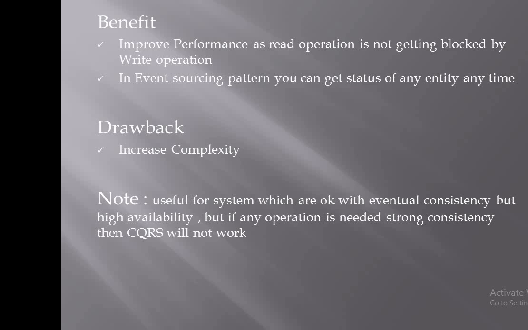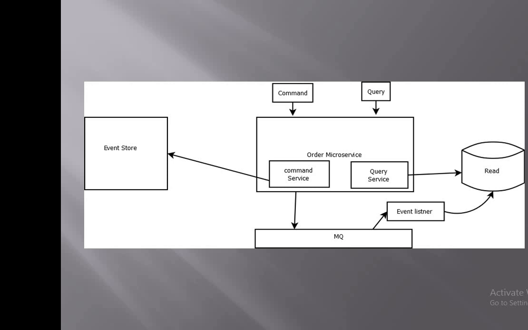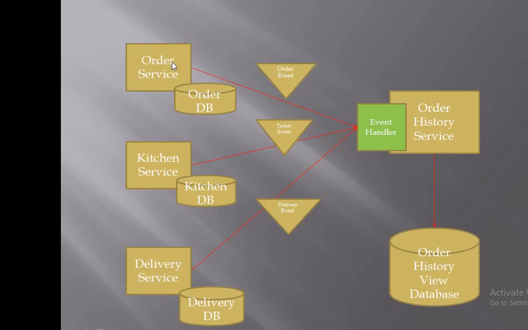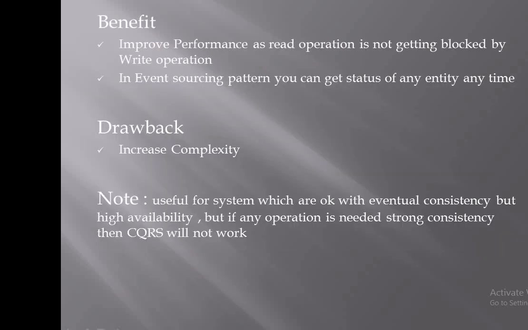Second, in the event sourcing pattern, you can get the status of any entity anytime easily. The drawback of CQRS is that it increases the complexity, because now you need a mechanism to publish that event into a queue. Then we have another service that will listen from this queue and store into this separate database. So it increases the complexity. Here it is only three services, but you might have many services in the real world. Also, one thing to note is that CQRS has eventual consistency with high availability.